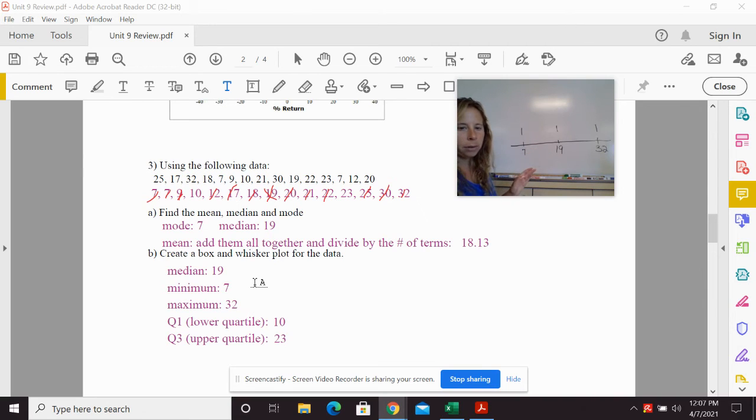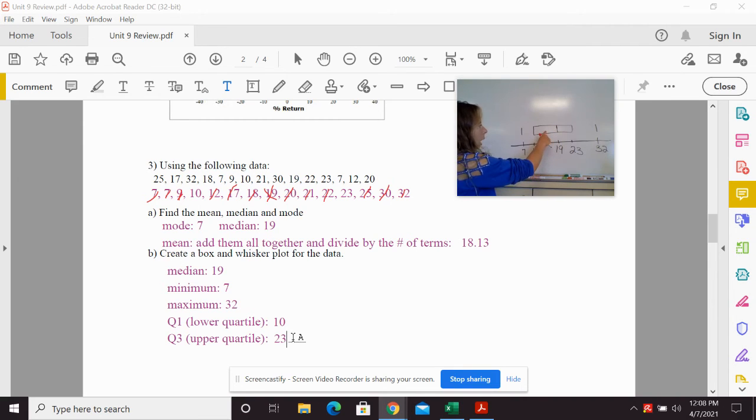Some people stop here. You have to put in your lower quartile and your upper quartile. So my lower quartile was 10. So that's going to be right here. That's 10. And then my upper quartile was 23. Okay. Then your lower quartile to your upper quartile, that's your box. That's where you draw in your box. All right, and this is my median.